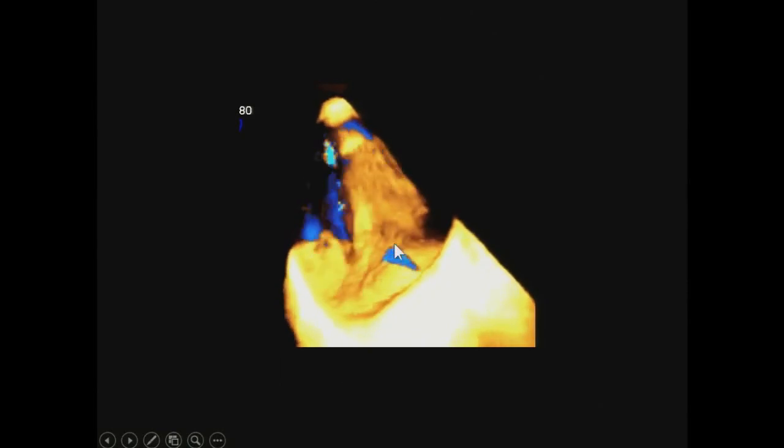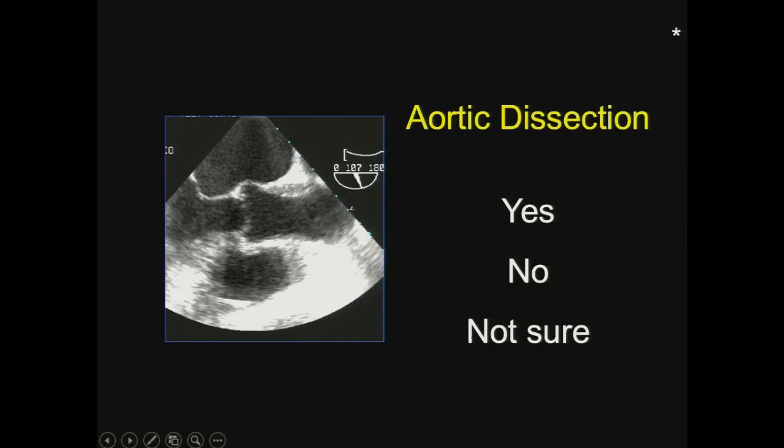You can do a 3D echo, but I don't think it's really critical. Here is a false lumen. Here is the entry site, blood coming and going. Here is the intimal flap. We do it more for fun.